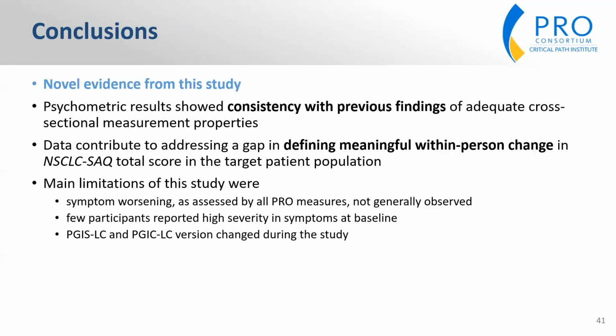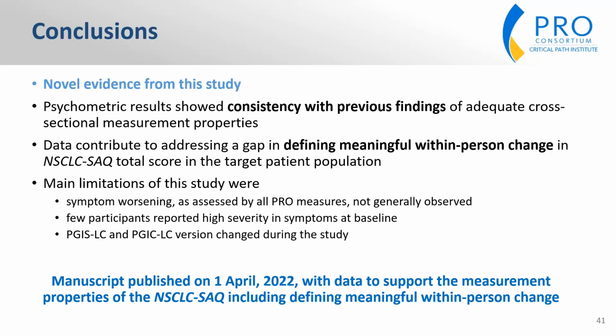So the conclusion from this study was that we were able to provide novel evidence to support this new measure. The psychometric results showed consistency with previous findings of adequate cross-sectional measurement properties. We were able to use the data to address the gap that the FDA had identified in defining meaningful within-person change. There were limitations of the study: symptom worsening was generally not observed, and this was across all the PRO measures that were included in the trial. A few participants reported high severity of the symptoms at baseline. And as I mentioned earlier, we had to change the wording of the PGIS and PGIC mid-study given the feedback from the FDA. So this caused a little bit of challenge at the time of interpretation and analysis of the data.